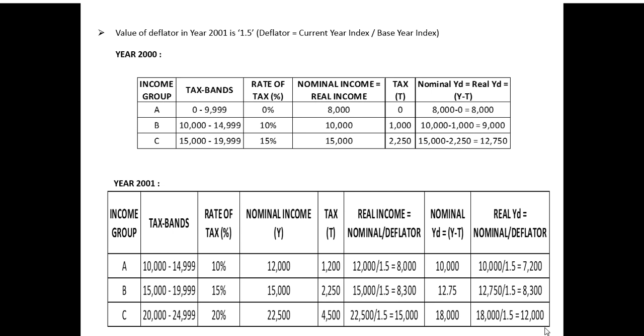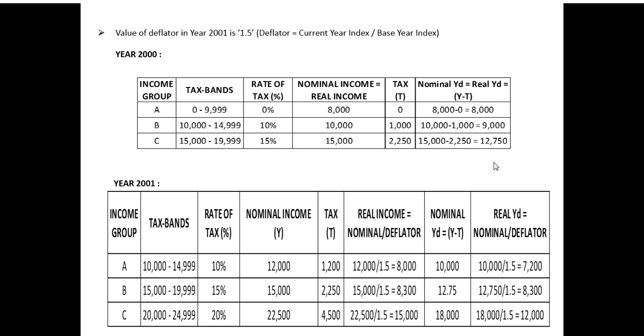Okay, look at the income group B. For the income group B, the tax band is 10,000 to 14,999. If you fall in this tax bracket, you're going to pay a tax of 10%. So if you're earning 10,000, you're paying 1,000 in tax. And what is your disposable income? 9,000. Look at the third group. The third band is 15,000 to 19,999. So to keep things simple, you're earning 15,000. Now you're in this band, so you are going to pay a tax of 2,250, and your disposable income is going to be 12,750.